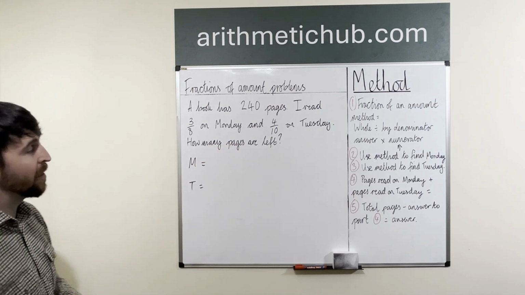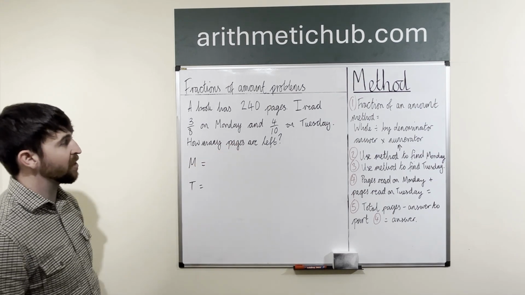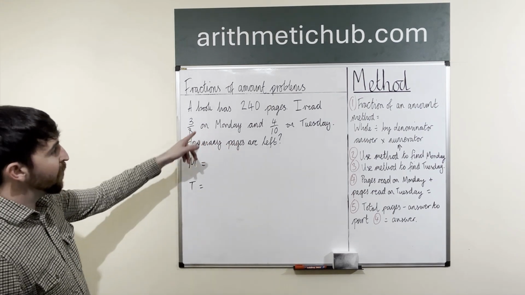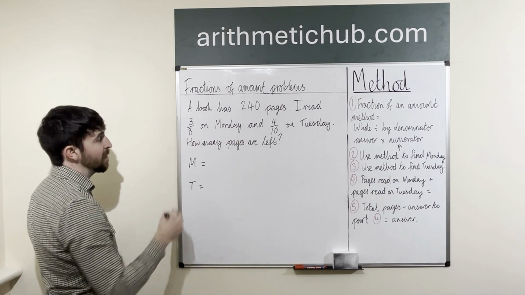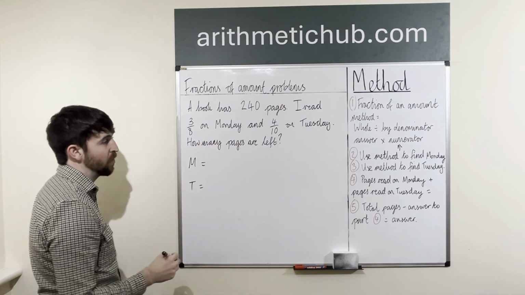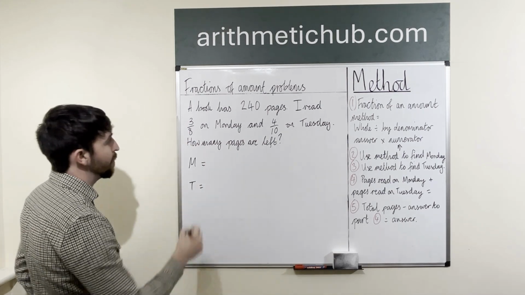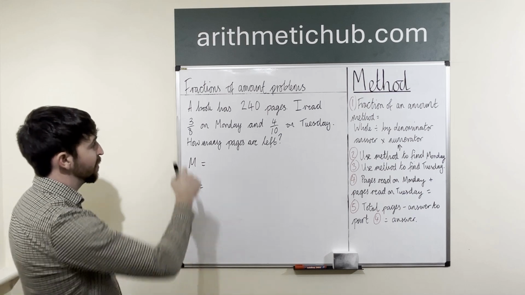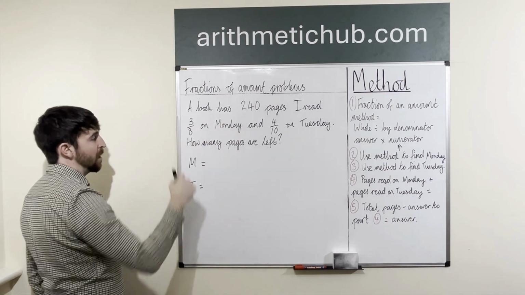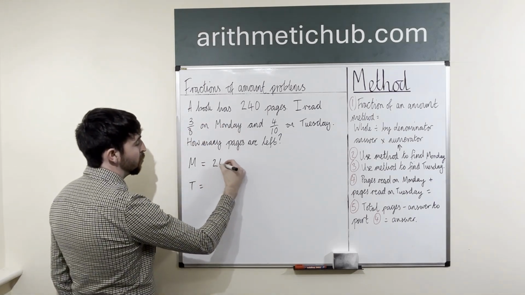So now I'm going to be able to find Monday and Tuesday. So I'm going to use the method to find Monday. So how many pages did I read on Monday? Well, it says I read 3/8 of the book on Monday. That's 240 pages. So I'm going to need to find 3/8 of 240. So I'm going to use my method there. I know my method is going to be the whole divided by the denominator. My whole is 240, and I'm going to divide it by 8.